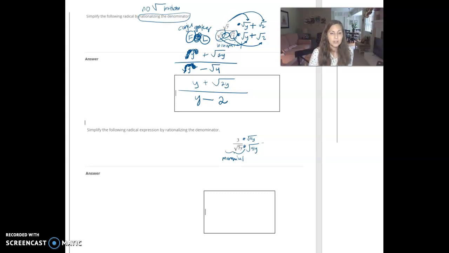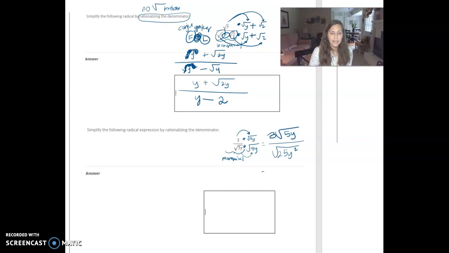So you're going to multiply your top, 3 times radical 5y. Now notice this is a free 3 and a radical 5y. They do not combine and become 15 because the 3 is outside of the radical, the 5 is inside. You can't mix those. In the denominator, though, they're both in the radical. So radical 5y times radical 5y is radical 25y squared.